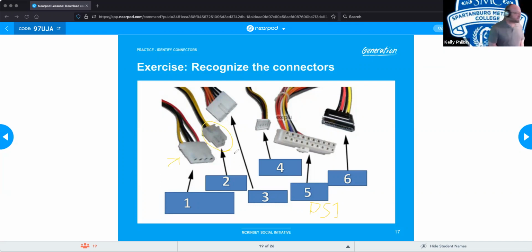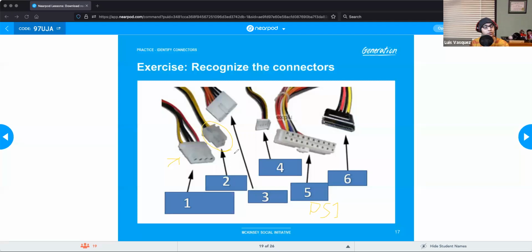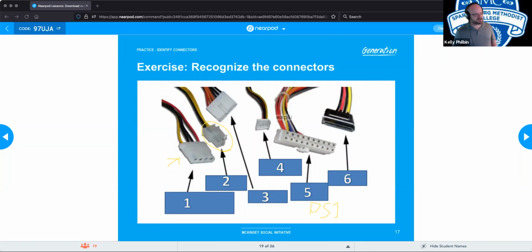Now, if it was a black connector and had 6 or 8 pins, what would it be? Luis? An 8-pin? 6 or 8-pin black connector. Kind of in a square pattern like this almost, so it'd be 2 rows. You got a gaming PC. Oh yeah, it's for the GPU then. There you go. So if it's a 6 or 8-pin, it would probably be for your GPU.